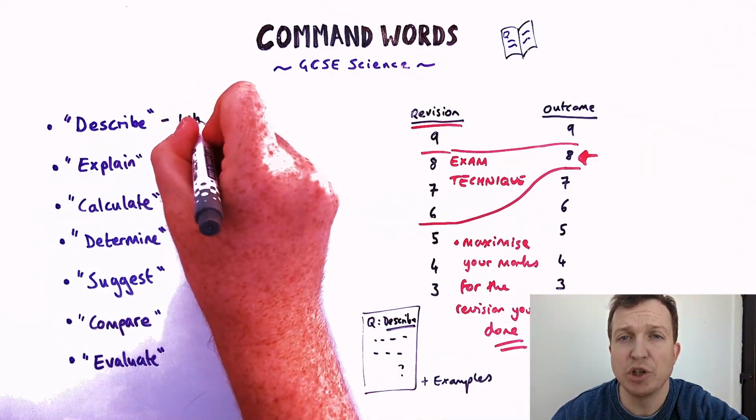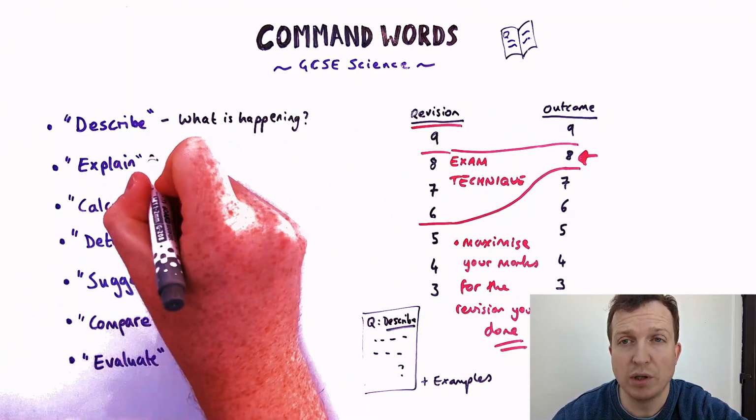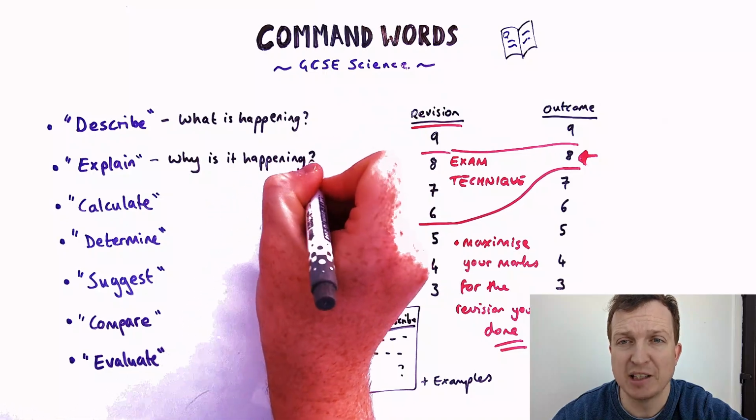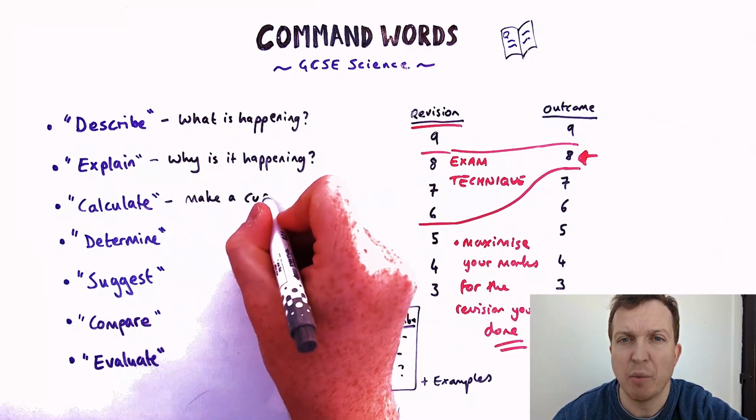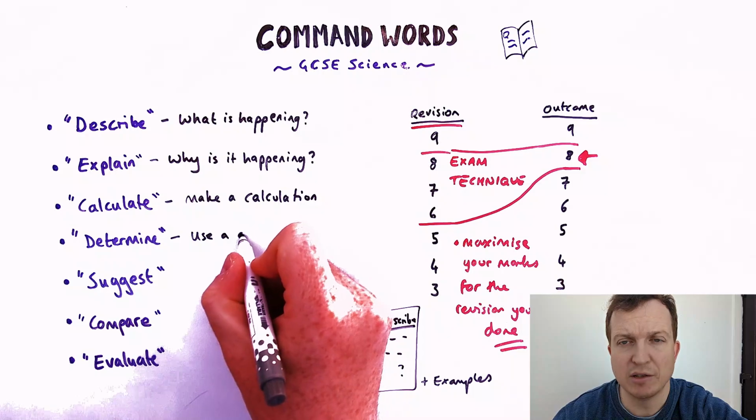So the first couple we should be fairly familiar with: describe and explain. Describe questions mean you say what is happening. Explain questions, you then say why it's happening. If you start explaining something in a describe question, it's not going to be wrong necessarily, but you're just going to waste time and waste space. The next question is calculate. That should be straightforward. Use a calculator to work something out.